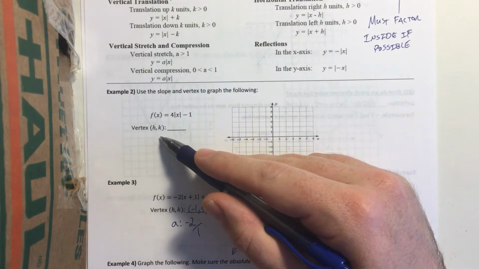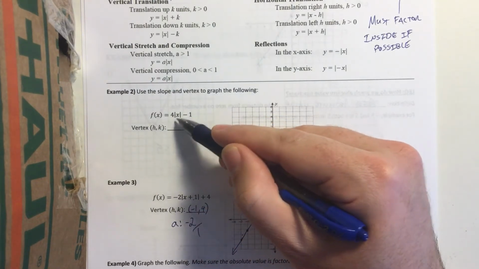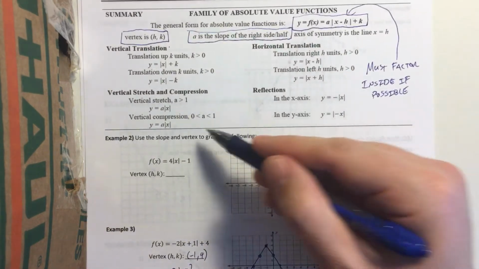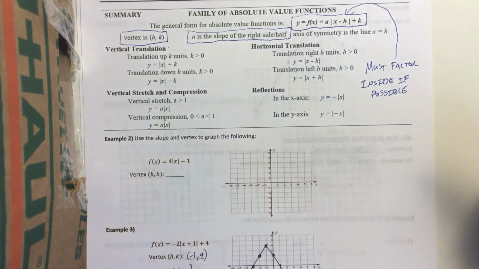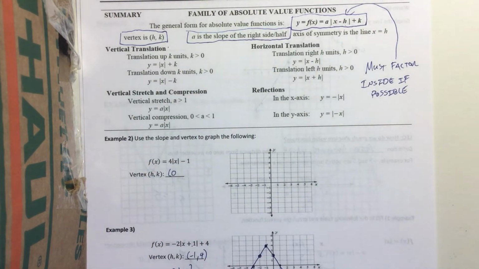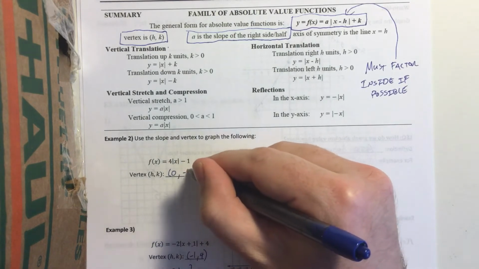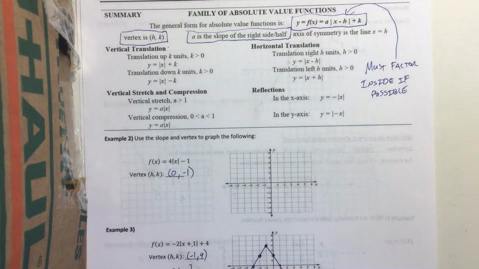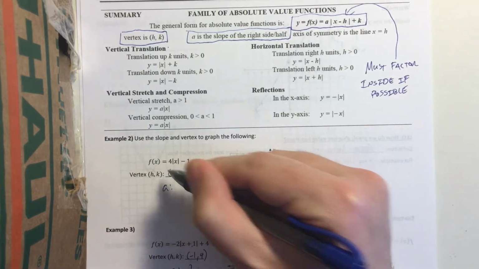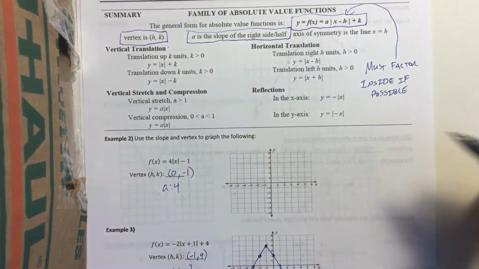So our vertex on example 2 is supposed to be h comma k. If we're looking inside the absolute value bar, there is no value with the x inside, so our h value is going to be 0. Our k value is the number on the outside. We don't change the sign with that. It's going to be -1. Our a value is the number out front of the absolute value sign. That's going to be 4 here.